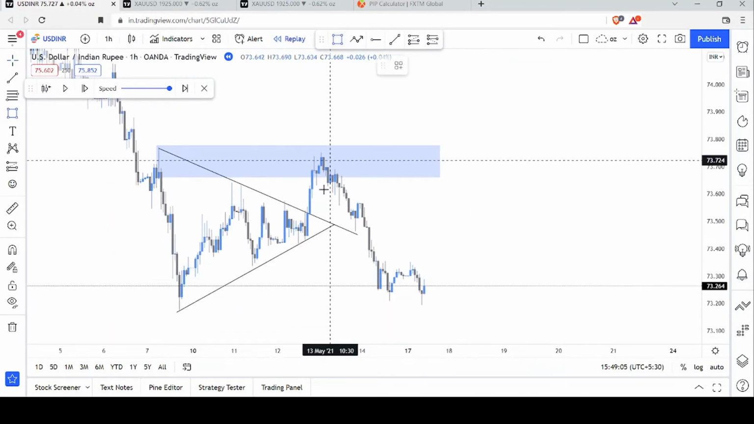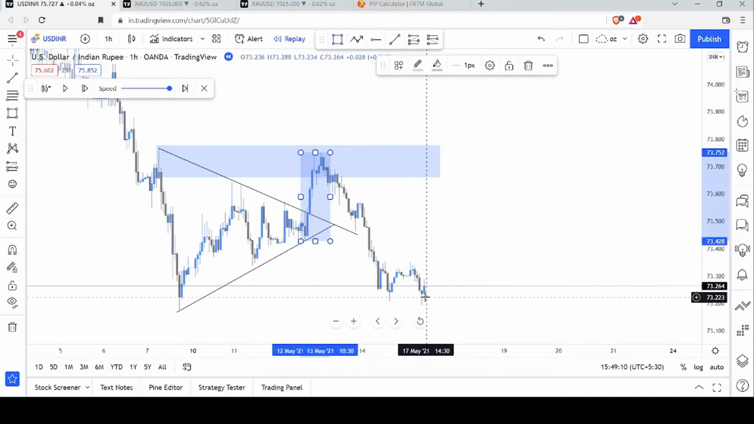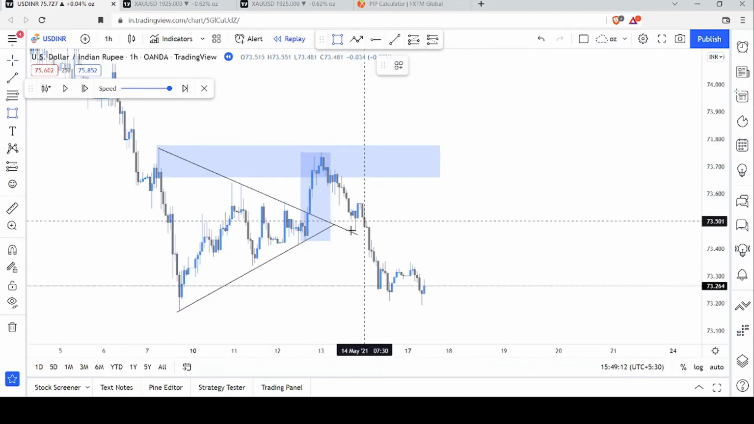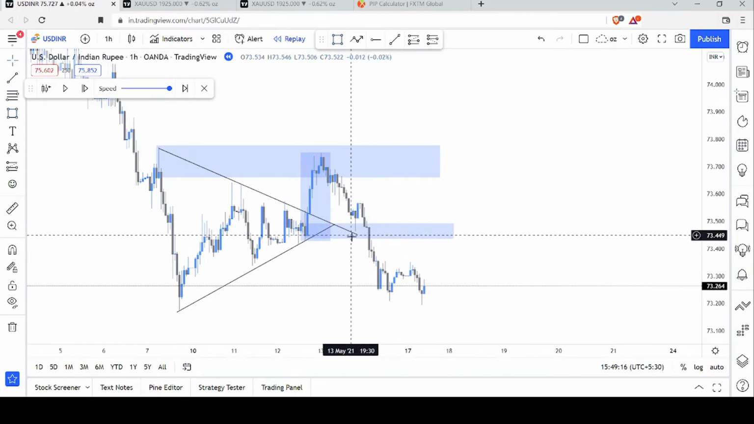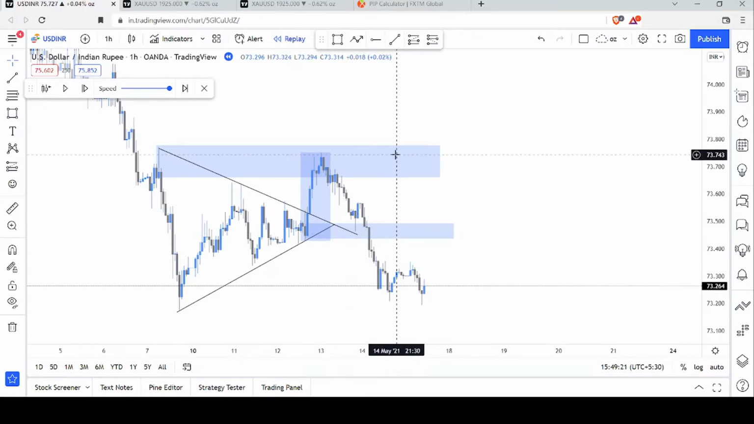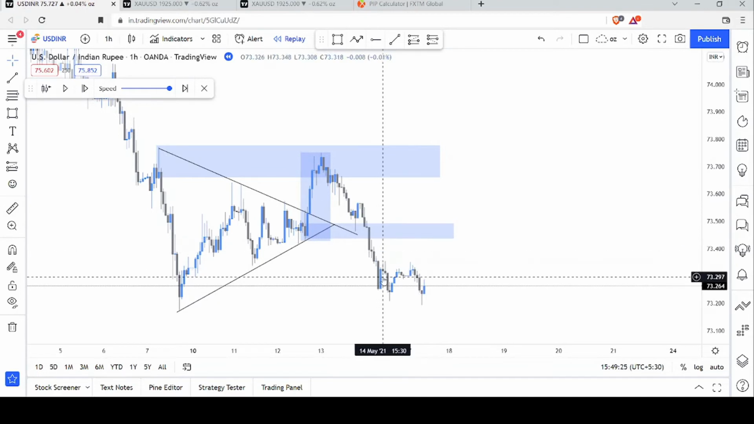You have your first box right here. This is how you can involve yourself. This is your first box, right? Where is your second area? Somewhere here. And this would have been your third entry with a confirmation. If you had any confirmation, you would have entered here and targeted this high. It did give you a buy and then it failed ultimately.